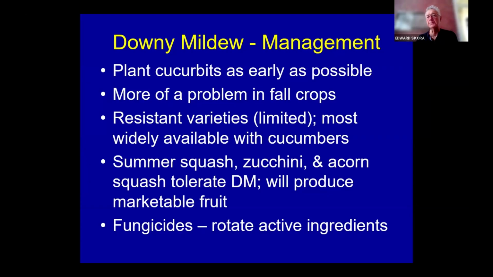There are resistant varieties, but it's a limited number of varieties available, most widely available with cucumbers. Summer squash, zucchini, acorn squash seem to tolerate downy mildew. They get infected, but they seem to tolerate it better. And oftentimes they still will produce a marketable fruit if disease isn't overwhelming them. And then fungicides are available. Again, you want to rotate active ingredients because downy mildew does develop resistance to certain compounds. So consider that when you're spraying.